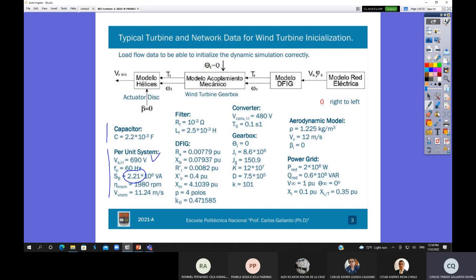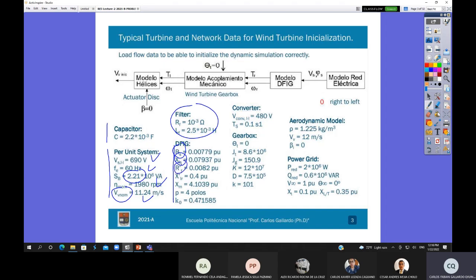This is the line-to-line voltage. This is the operating frequency. This is the speed. This is the wind speed. For the filter, I will have the resistance and the inductance. For the machine, this data comes from the manufacturer. This is the stator resistance, the stator reactance, the rotor resistance.